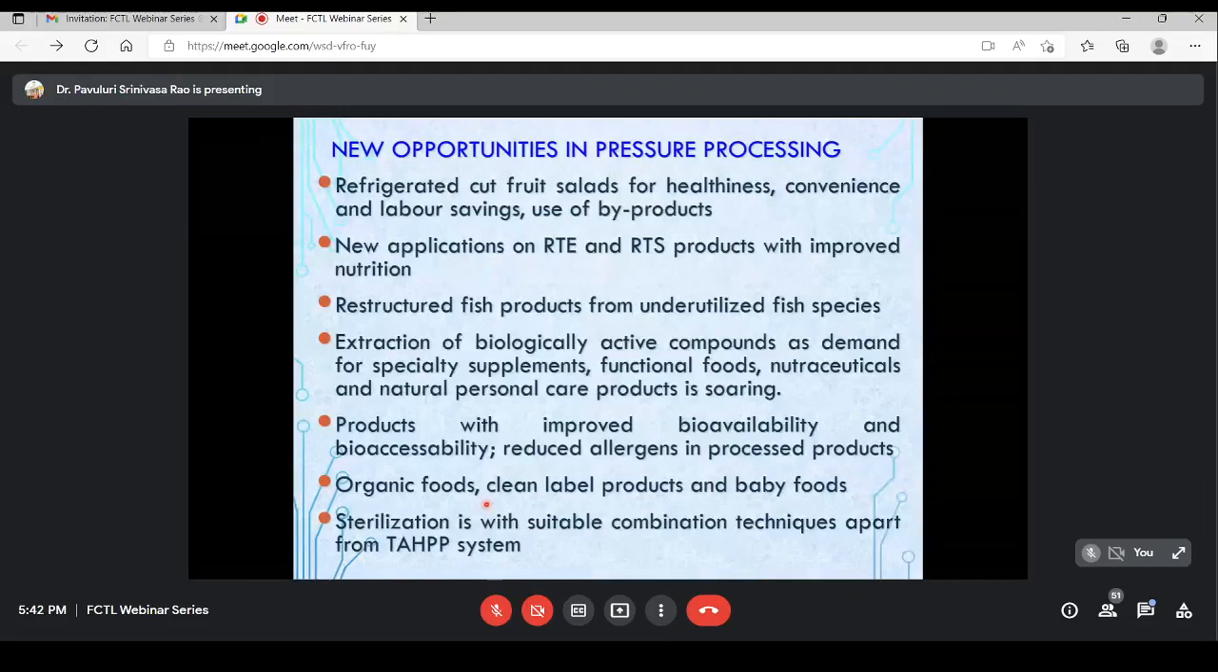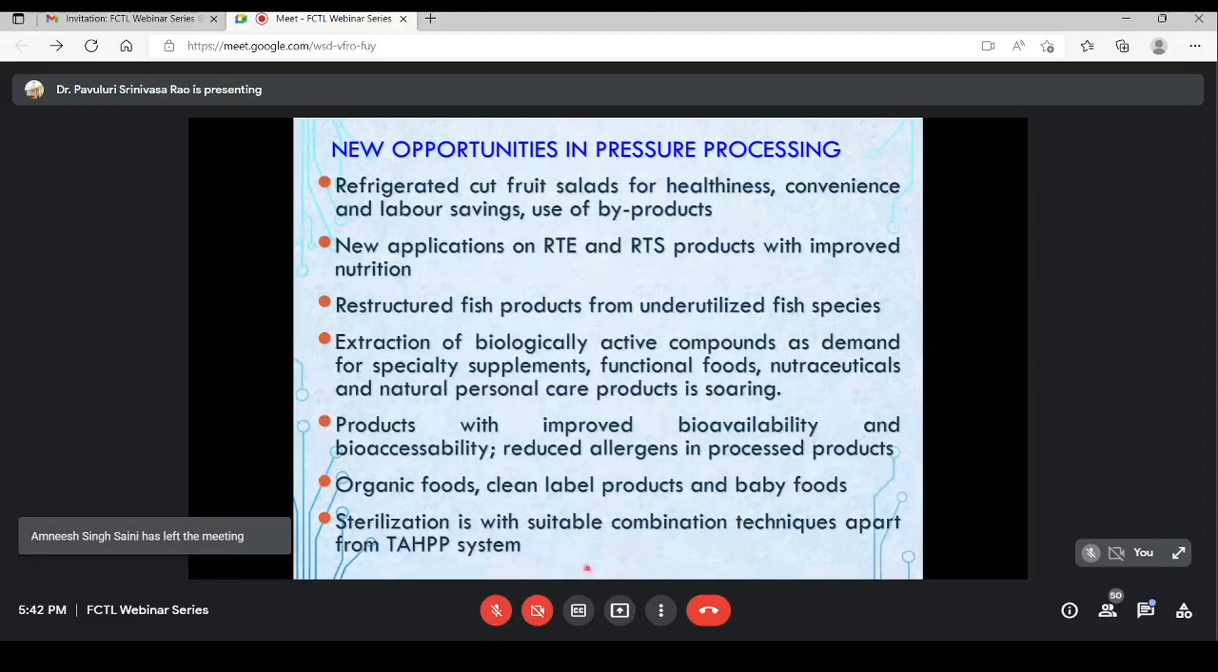Similarly, clean label products where there is no addition of any kind of salt or other preservatives or additives, that can be avoided by HPP treatment, so that the clean label products can be of better quality. And similarly, for baby foods, generally it's not preferred to have any kind of preservatives. So that's how HPP treated baby foods can extend the shelf life while improving digestibility as well as the quality of the products.